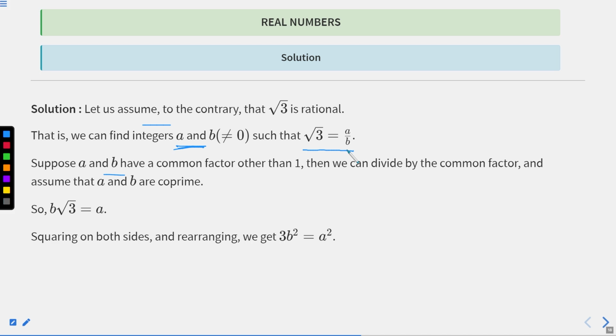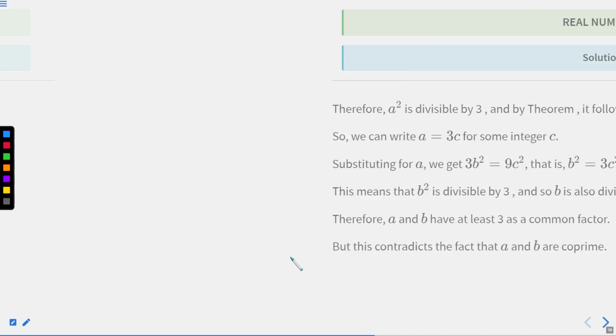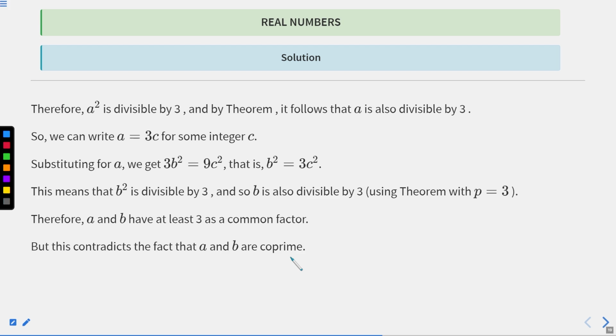So B times root 3 is equal to A. Now squaring both sides and rearranging, we get 3B square is equal to A square. From this equation, we can say 3 divides A square. Since 3B square equals A square, therefore A square is divisible by 3.